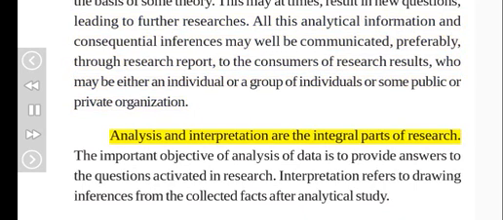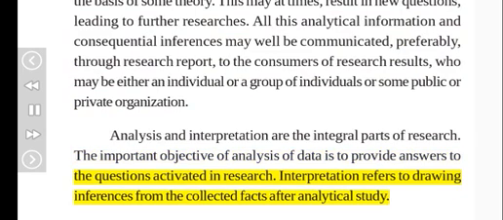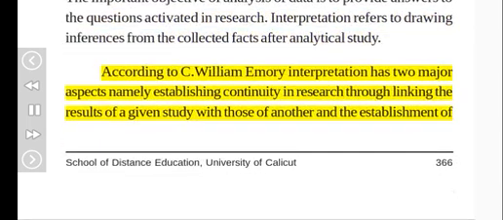Analysis and interpretation are integral parts of research. The important objective of analysis of data is to provide answers to the questions activated in research. Interpretation refers to drawing inferences from the collected facts after analytical study. To William Emery, interpretation has two major aspects, namely establishing continuity in research through linking the results of a given study with those of another, and the establishment of some relationship with the collected data. Analysis is not complete without interpretation.